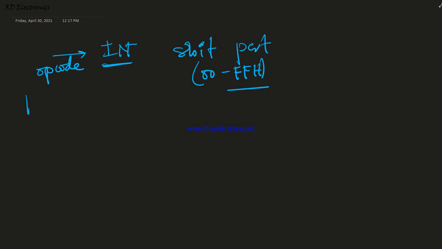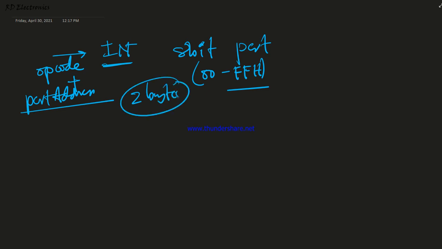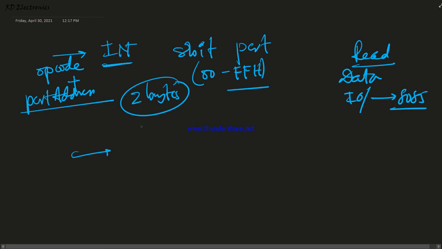And second, the port address is 1 byte of data by which we recognize the port address. So basically these are 2 byte instructions. Similarly, IN is used to get or read the data. I again repeat, IN is used to read the data from the IO device to the 8085. Please note it very carefully.